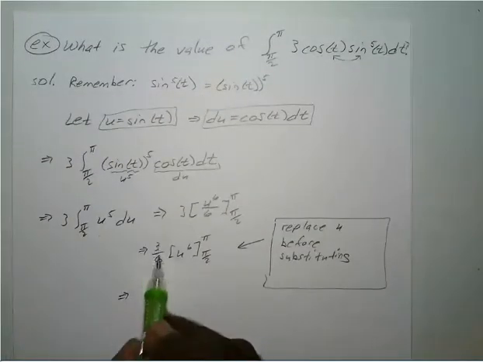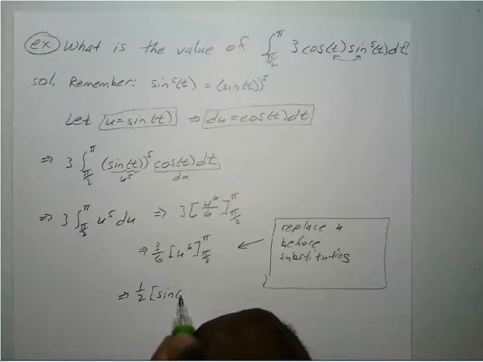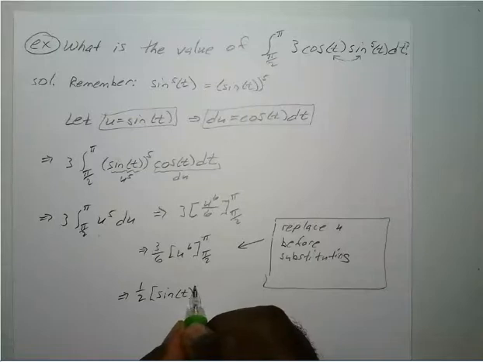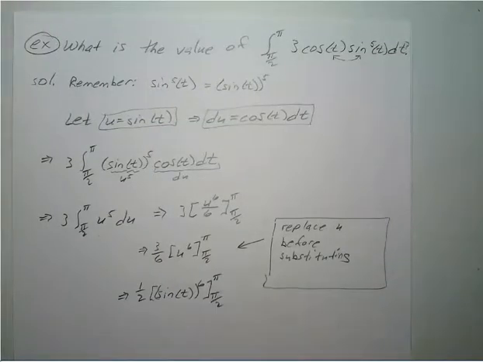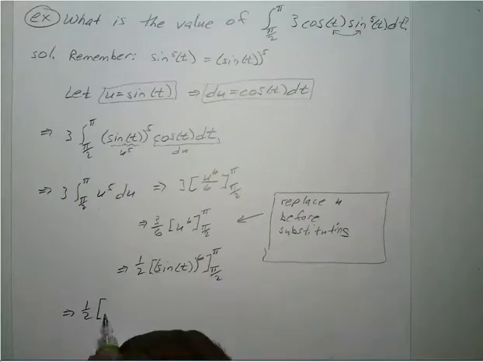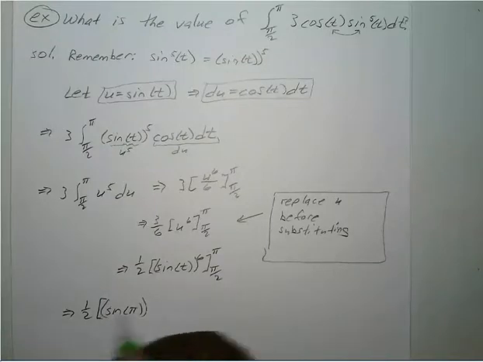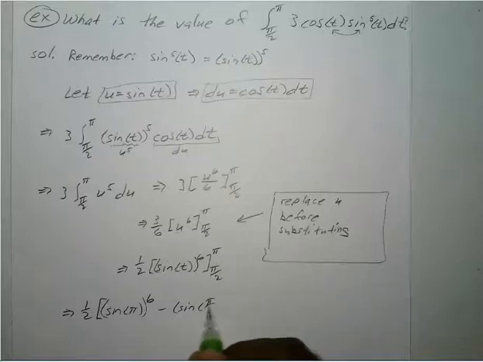Okay, so that would be 3 over 6 is just 1/2. So you have 1/2 sine of t to the 6th power, and that's from pi over 2 to pi. So now we go ahead and use the fundamental theorem. So we have our 1/2. So we plug in our pi. So that's sine of pi to the 6th power minus sine of pi over 2 to the 6th power.